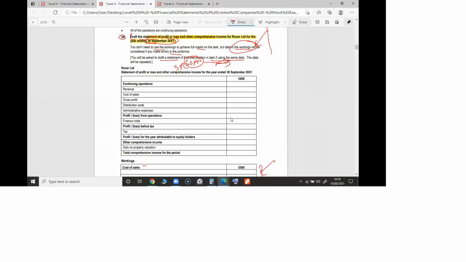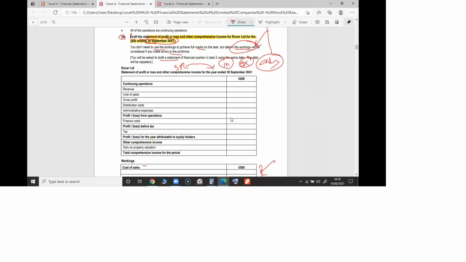In your SPL, not SOFP, in your SPL, you record income and expenses. Income and expenses only. What do you say with that? Income and expenses only. Definitely true. Thank you, everybody.